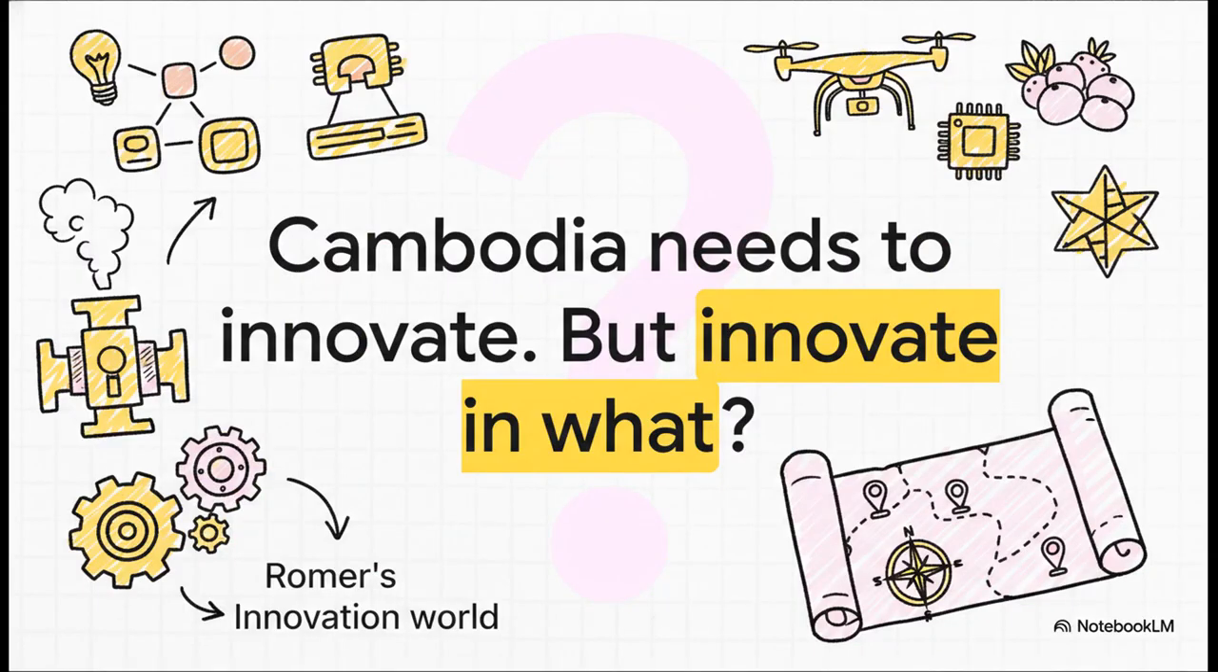And that brings us right back to where we started, with Cambodia. The country has had this incredible run in the solo world, the world of accumulation. But now it's at a crossroads. It has to make the leap into the romer world of innovation. But here's the tough part. You can't just tell a country to innovate. That's not a plan. Innovate what? What products should they focus on? What new industries should they build? To figure that out, you don't just need a powerful engine. You need a map. And exploring that map, well, that's what we'll be doing next.